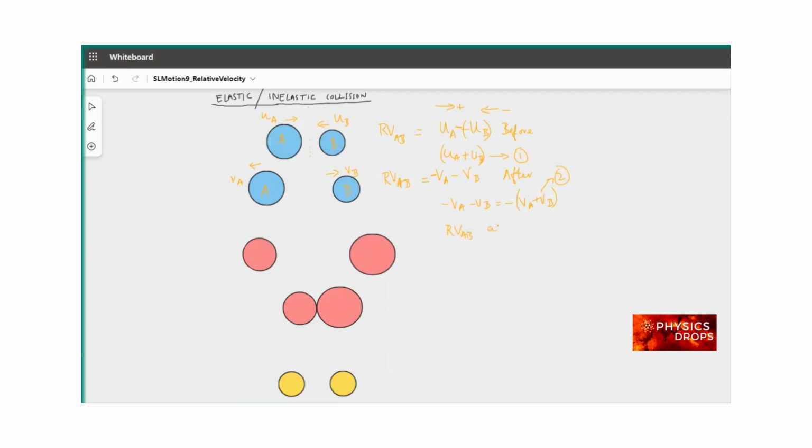The relative velocity AB after collision divided by the relative velocity AB before collision, both will be equal. So it will be represented by the number 1, which is called the coefficient of restitution. It's represented by the letter E. So if the coefficient of restitution is 1, then the collision is perfectly elastic.